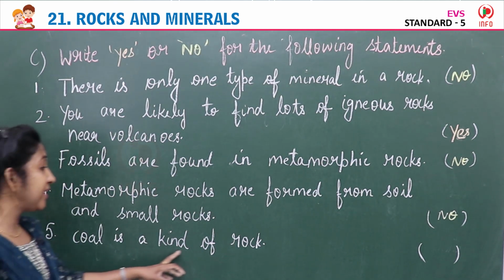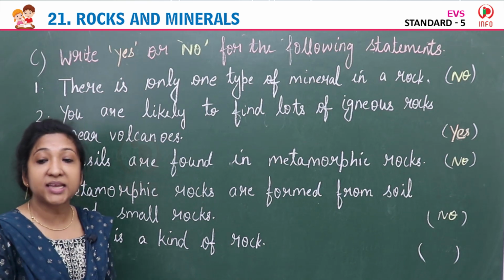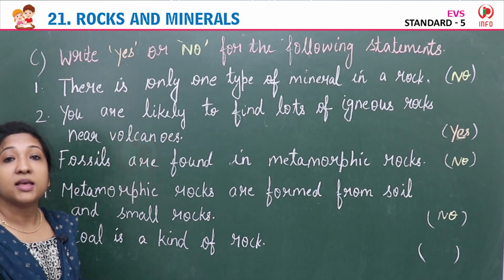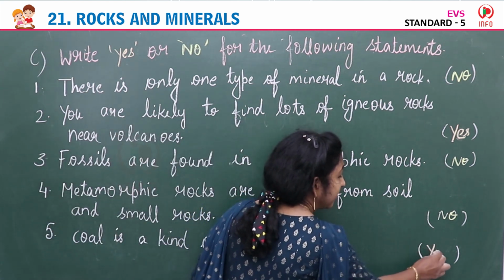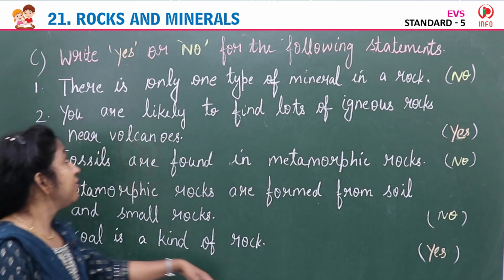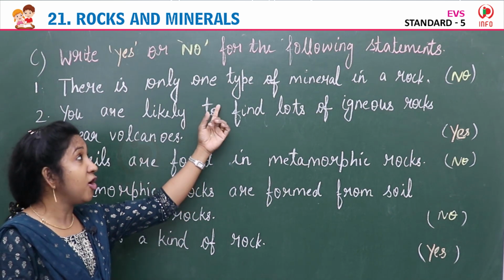Then what about the last one? Fifth one, coal is a kind of rock. Is that a correct statement? Coal is a kind of rock. Yes, it is a correct statement. Then you can write yes in the bracket. Y-E-S.